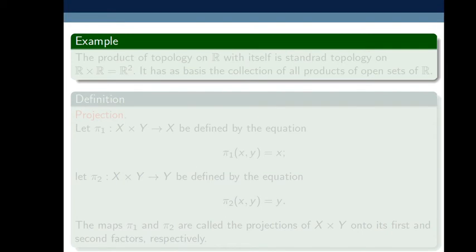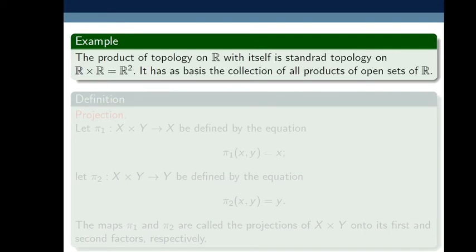Let's have one example. The product topology on R, or the product topology on R with itself, is the standard topology on R times R, equal to R squared. So R has the standard topology we defined already, and its basis for the standard topology is the set of all open intervals. So here also it has a basis as the collection of all products of open sets of R.